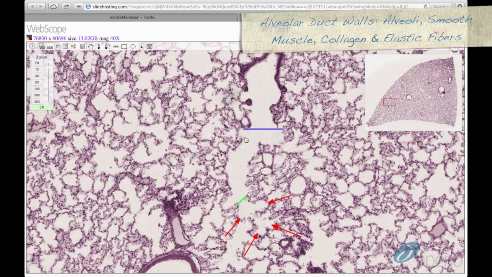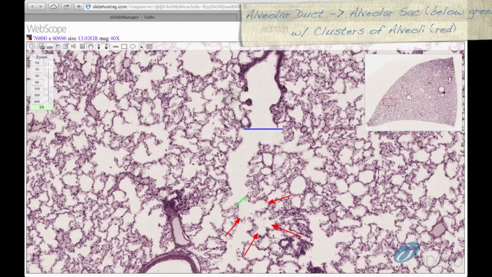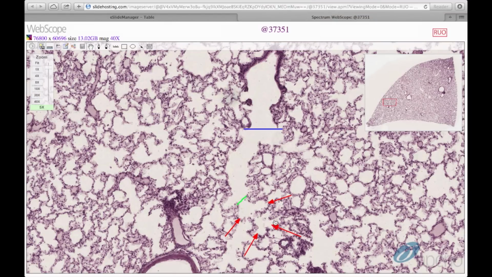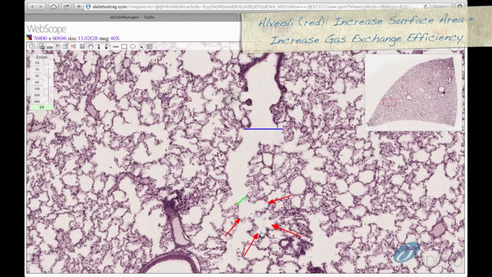The walls of the alveolar duct are composed entirely of alveoli, with some smooth muscle, collagen, and elastic fibers surrounding. Air will then make its way to the alveolar sac, which is a distended space seen below the green line. It is surrounded by clusters of alveoli seen at the red arrows. Alveoli increase the amount of surface area, making gas exchange much more efficient.